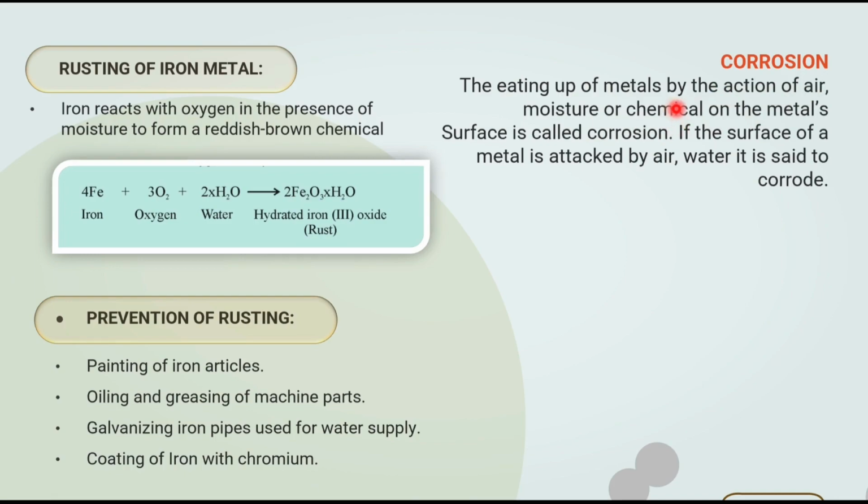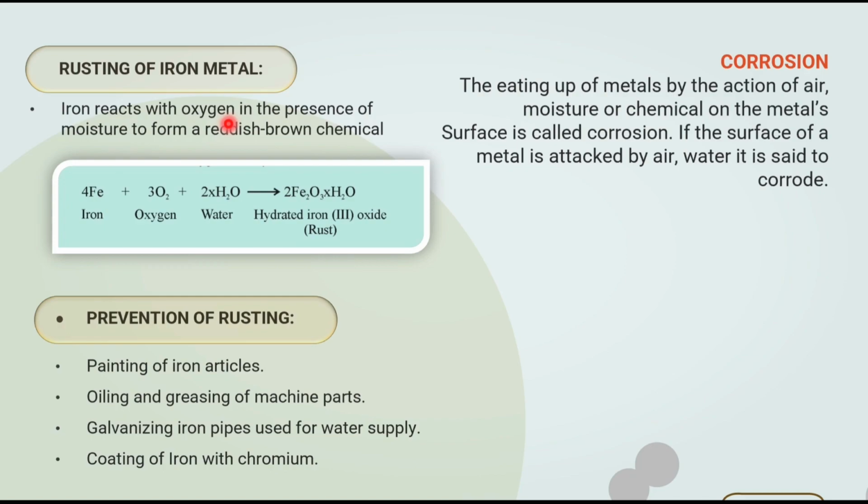Also, on the surface of the metal, there is a formation of a brown layer. It indicates corrosion. That is, if the surface of a metal is attacked by air and water, it is said to corrode. Let us understand the process of rusting by means of a chemical reaction.